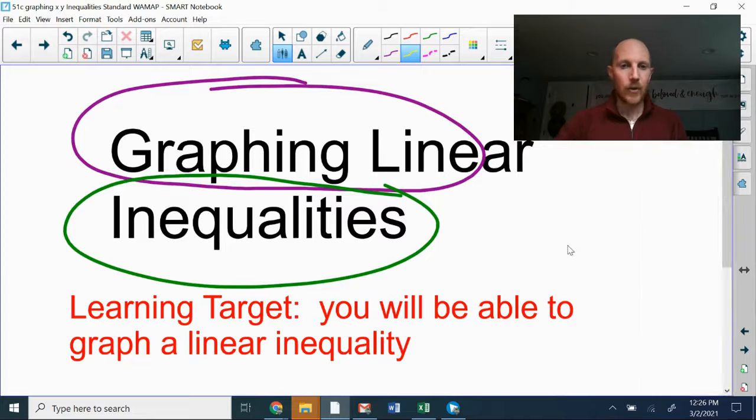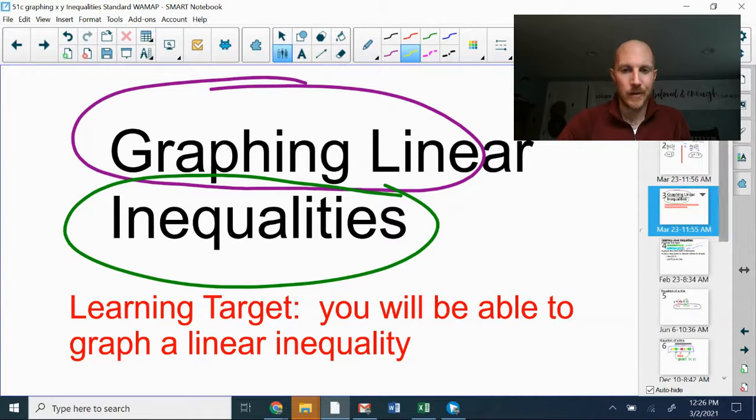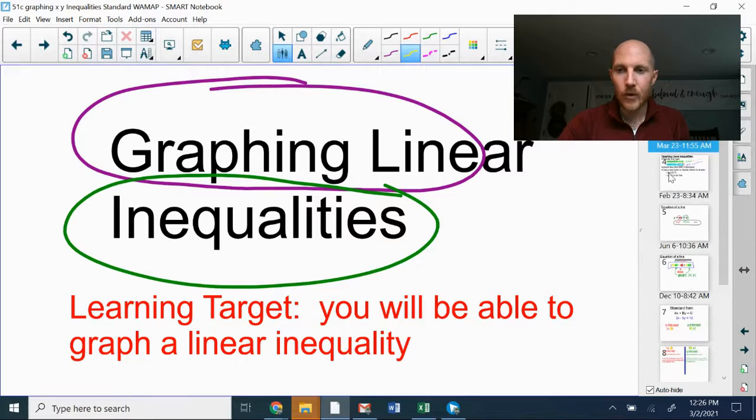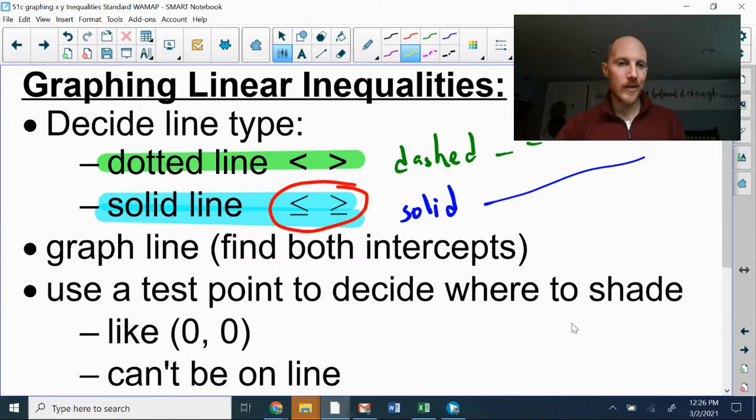Okay, today we're taking a look at graphing linear inequalities. This is the last piece to graphing linear inequalities, and we've been doing this for quite a while now, with lots of different types of equations for lines. So our same 3 steps apply.